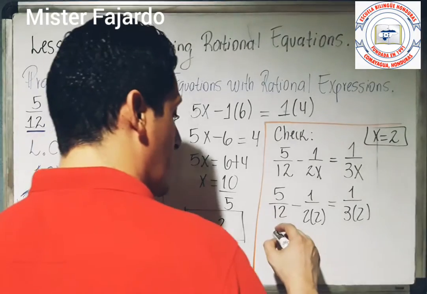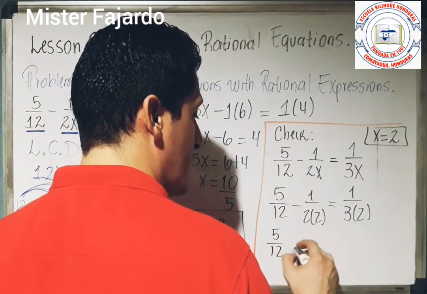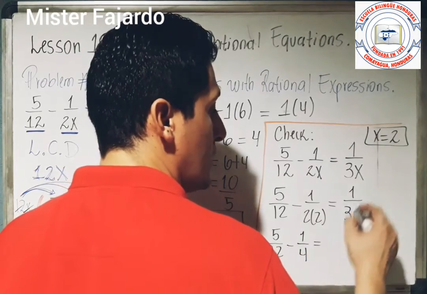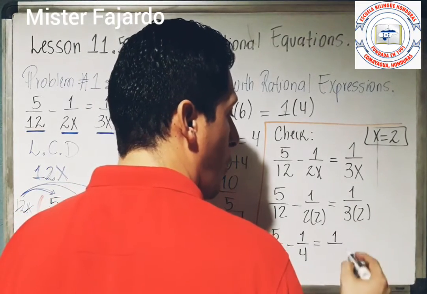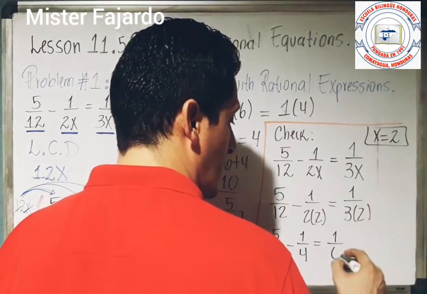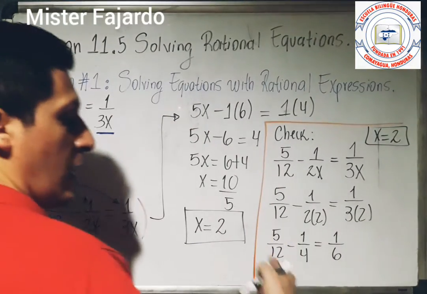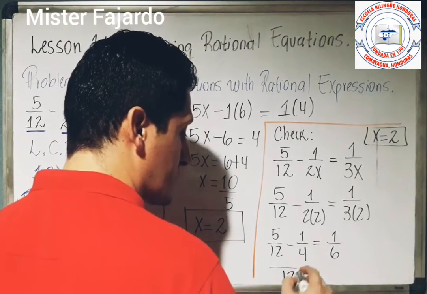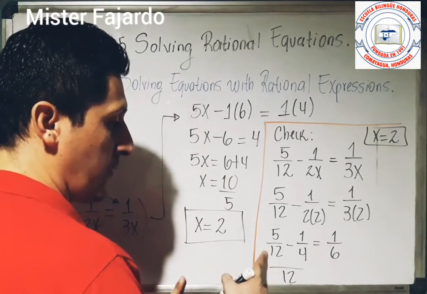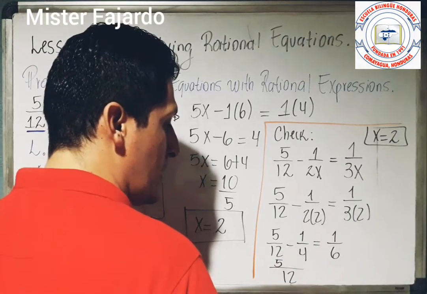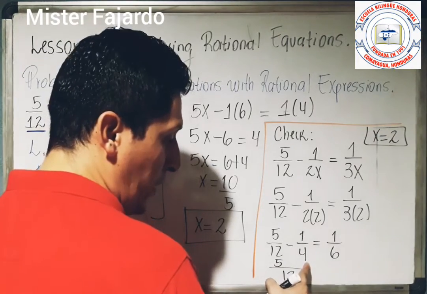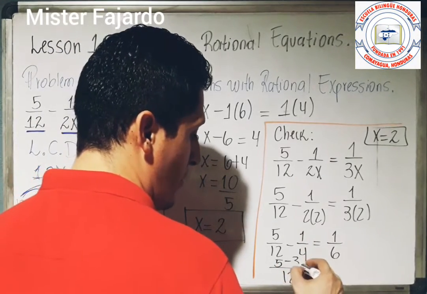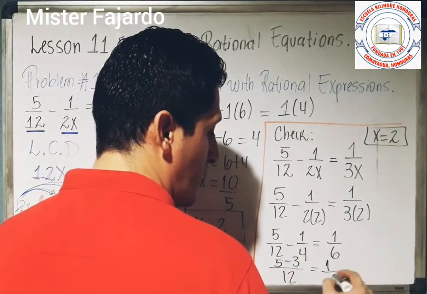If you do that, you are going to have 5 over 12 minus, in this case, 1 over 4, equal to, in this case, 1 over 3 times 2, which is going to be 6. You just need to solve this. Common denominator is going to be 12, okay? 12 divided by 12 is 1 times 5 is going to be 5. And 12 divided by 4 is 3 times 1 is going to be 3. Minus 3, okay? Equal to 1 over 6.